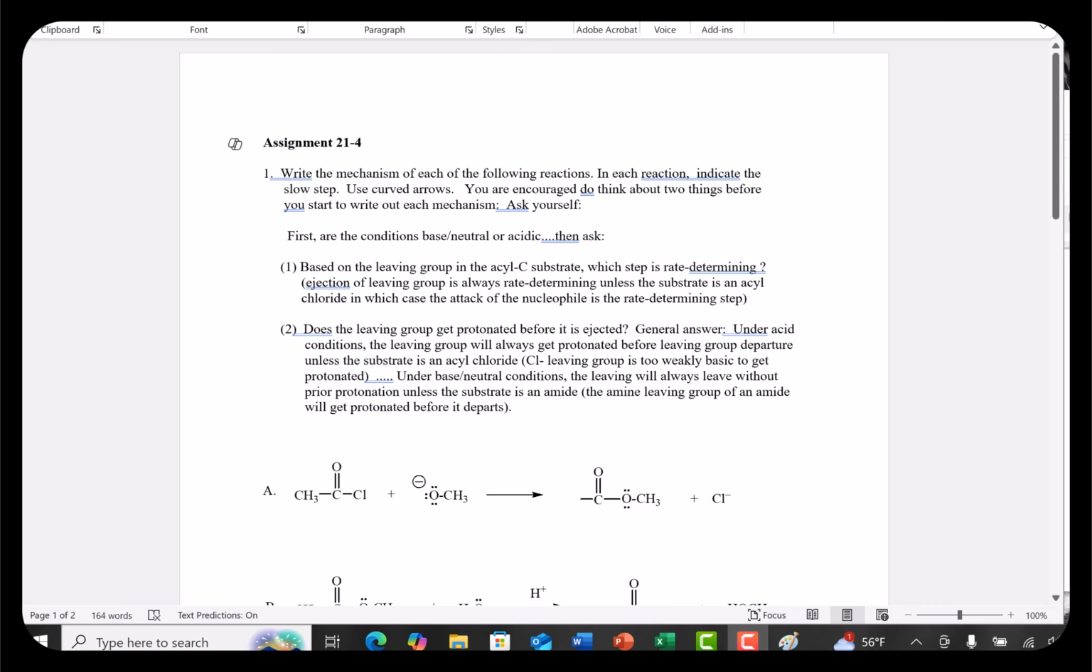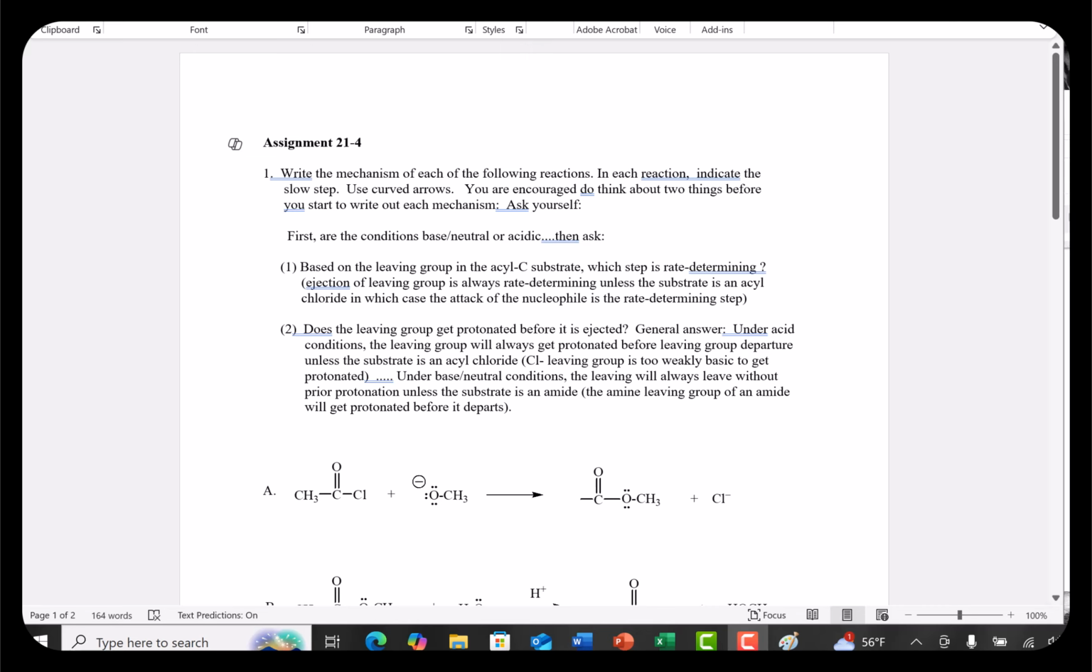So in acid conditions, the leaving group always gets protonated first, and then the ejection of that is rate determining unless it's an acid chloride. And in that case, the addition step is the rate determining step.